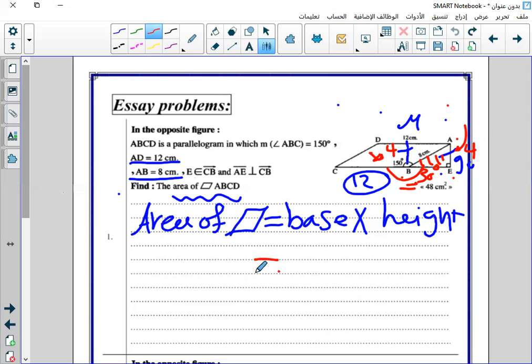Then the area of parallelogram ABCD equals 12 times 4, and 12 times 4 equals 48. And don't forget the measurement units, square centimeter. Okay, well done.